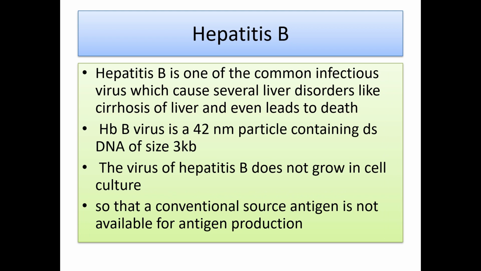Hepatitis B virus is one of the common viruses which infects the liver. It causes liver problems, mainly cirrhosis of liver, and even it causes death. The hepatitis B virus is a 42 nanometer particle containing double-stranded DNA of size nearly 3 kilobase pairs. This virus is a very peculiar one that cannot be grown in cell culture. So the conventional type of producing vaccine is very difficult from this virus. So we are going for different methods using recombinant technology for producing the vaccines.